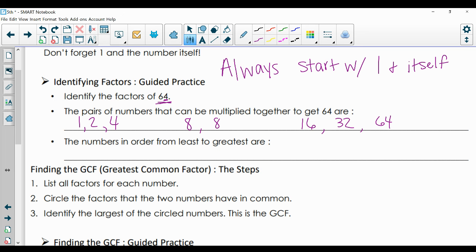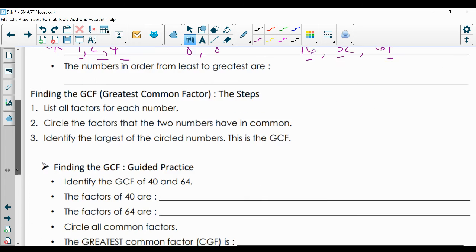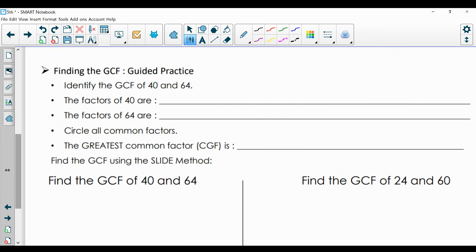Now, is there any number in between 8 and 8? No. Notice that we get smaller, like we're coming in. There's no other number between 8, so that means we're done. These are all the factors of 64. Those are the only whole numbers that multiply together to give you 64. When we find GCF, we're comparing two different numbers and we're trying to see which ones they have in common.